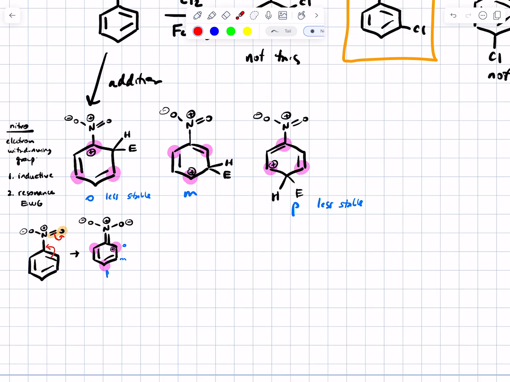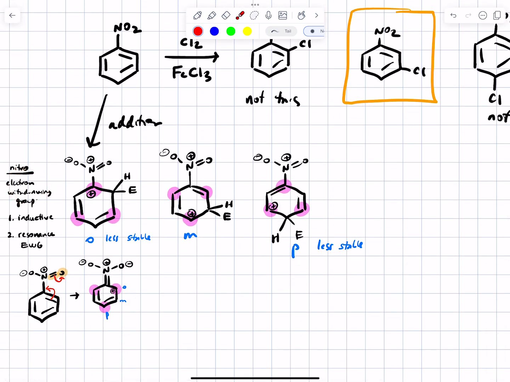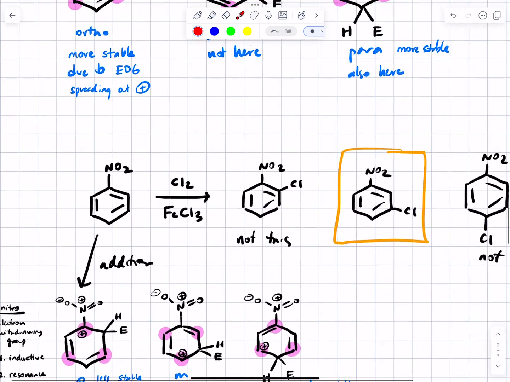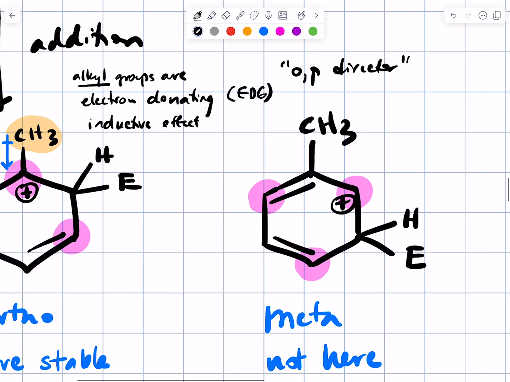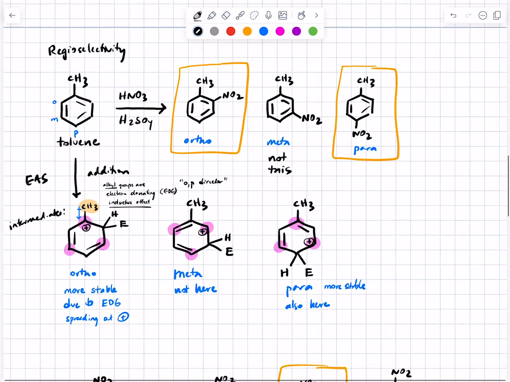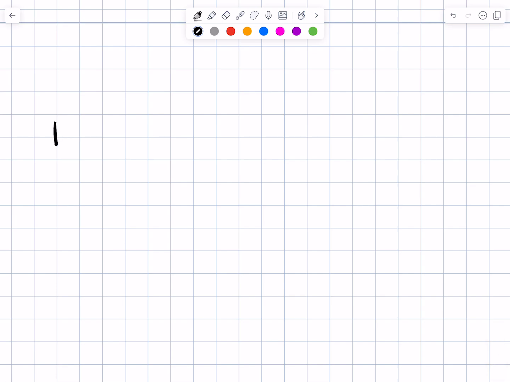So you've seen a withdrawing group that's a meta director. You've seen a donating group that's an ortho para director. This donating group is a donating group via an inductive effect. We said that here. I want to show you briefly a donating group via resonance. So the classic example of that is like an aniline or a phenol, something with a heteroatom that has lone pairs on it. Let's just use a methoxy group.